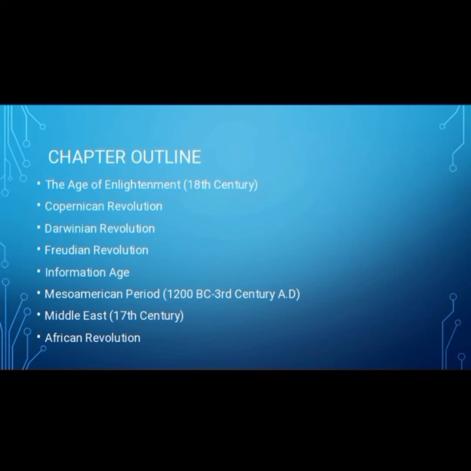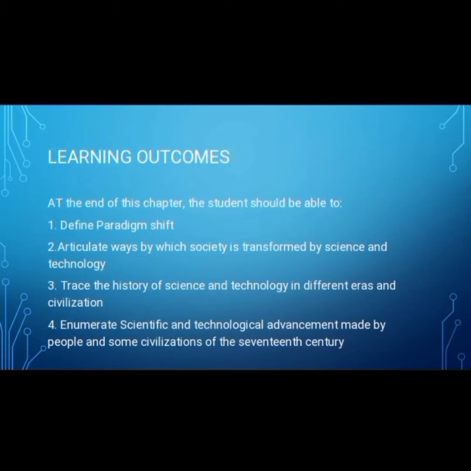But before we start this topic, we will be discussing the learning outcomes of this chapter. At the end of this chapter, the student should be able to define paradigm shift, articulate ways by which society is transformed by science and technology, trace the history of science and technology in different eras and civilizations, and fourth, enumerate scientific and technological advancements made by people in some civilizations of the 17th century.